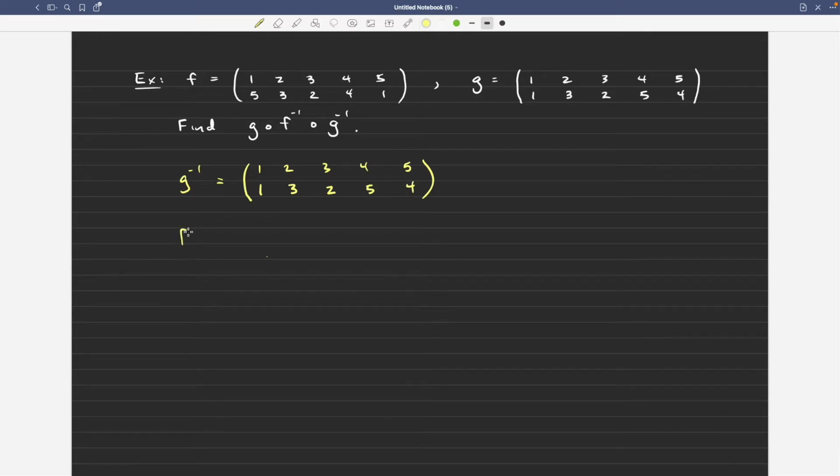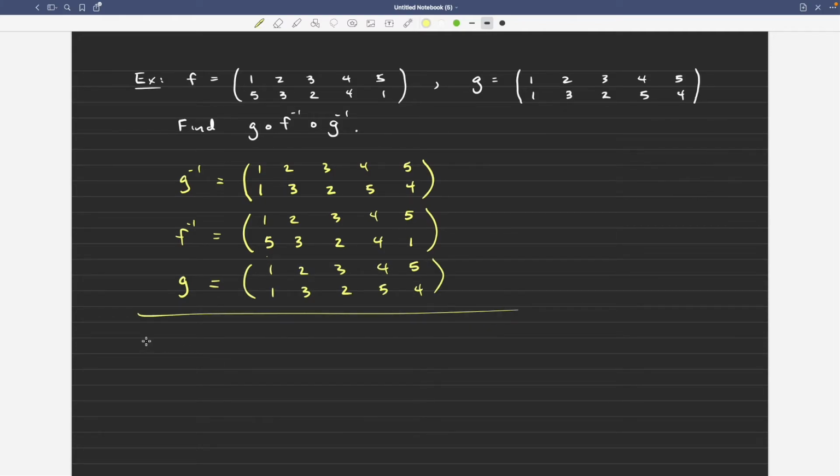And then F inverse, if I reverse the arrows, I get 1 goes to 5, 2 goes to 3, 3 goes to 2, 4 goes to 4, and 5 goes to 1. And then G is the last thing we do. So I'm just going to write down a copy of G here. So now I can compose all these in the proper order just by following things from the top to the bottom. Okay, so 1 goes to 1, 1 goes to 5, 5 goes to 4.